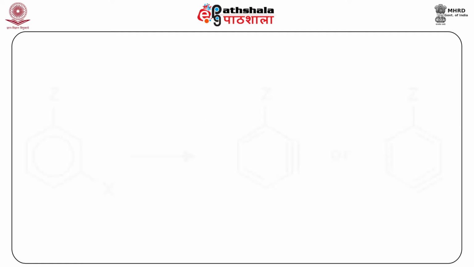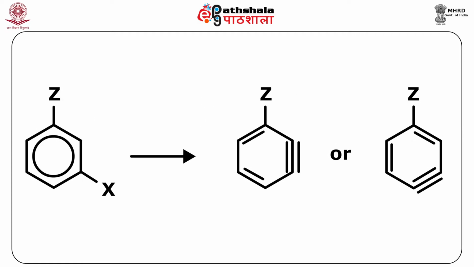However, students, if we consider the case of meta substituents, when meta substituents are present, then there are two possible structures of benzynes that may be formed based on which protons are more acidic and are able to leave easily from the system. More acidic protons will be removed easily to form the benzyne intermediate. Now you can see in this case where X is meta to the Z which is already present.